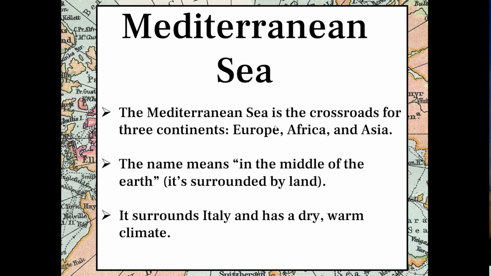All right, the Mediterranean Sea. We call it the crossroads for 3 continents: Europe, Africa, and Asia. And I will show you on a map in just a minute. Now, its name literally means in the middle of the earth. So terra is the earth, and medi is in the middle. So in the middle of the earth, it is surrounded by land. It surrounds Italy, and it has a dry, warm climate.